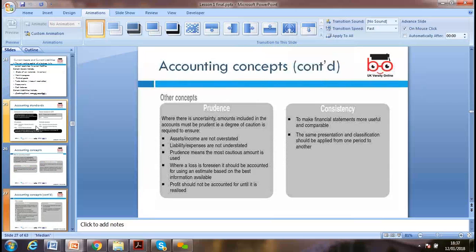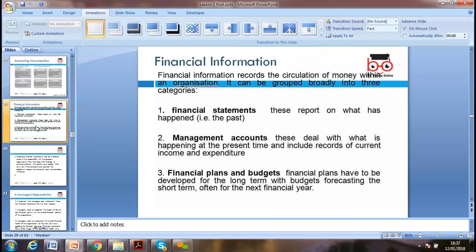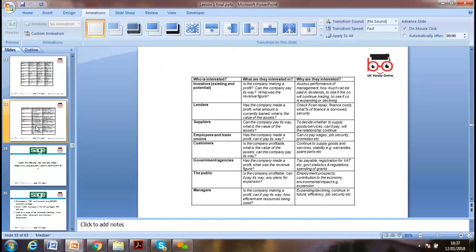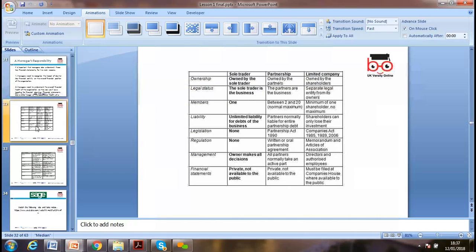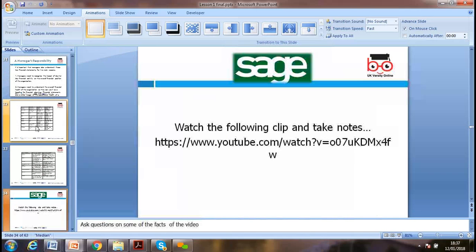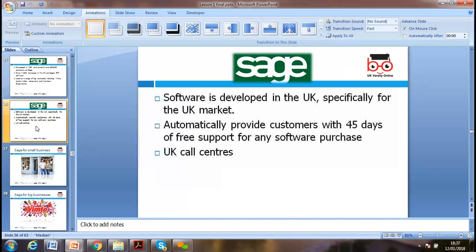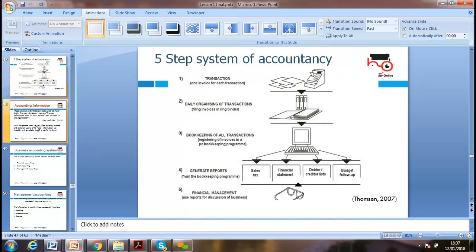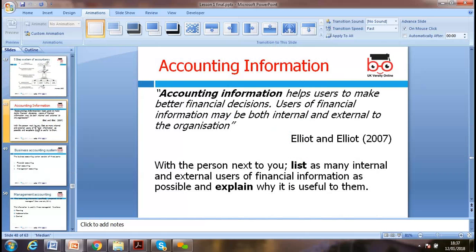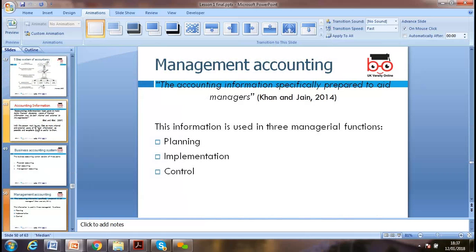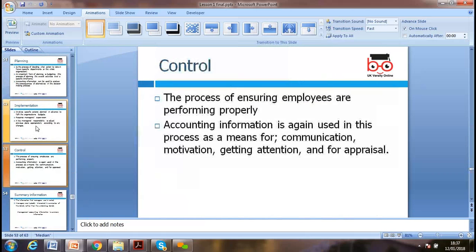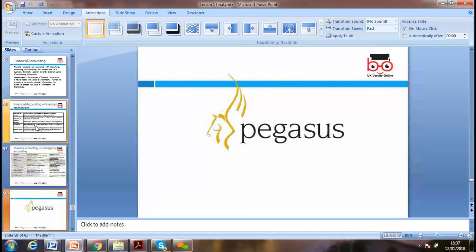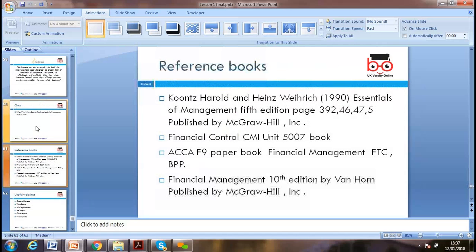And we discussed the characteristics of financial statements. You already wrote about sole trader and partnership, the difference between them. And we discussed software in one lesson as well, accounting software and how we can use it. It helps us with planning, implementation, control and financial accounting.